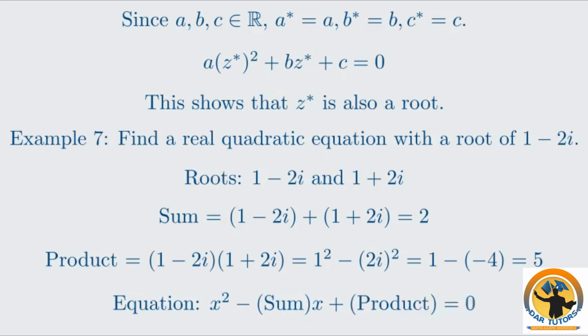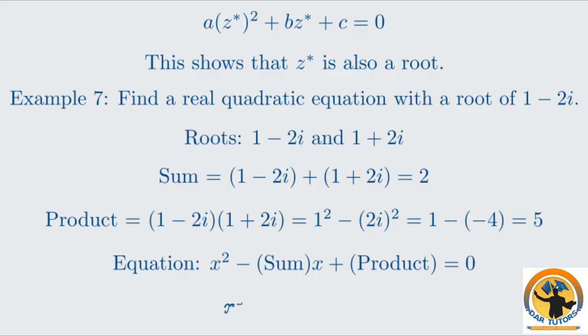A quadratic equation can be written as x squared minus the sum of the roots times x plus the product of the roots equals 0. Substituting our values, we get x squared minus 2x plus 5 equals 0. Any real multiple of this equation is also a valid answer. We have now defined complex conjugates and proven the conjugate root theorem, meeting our fifth objective.